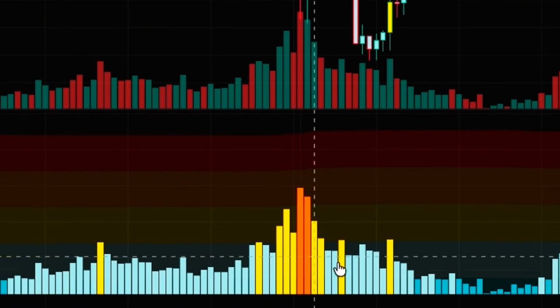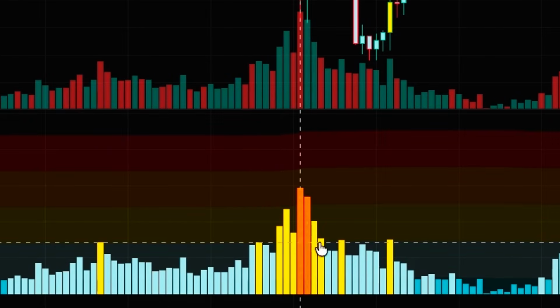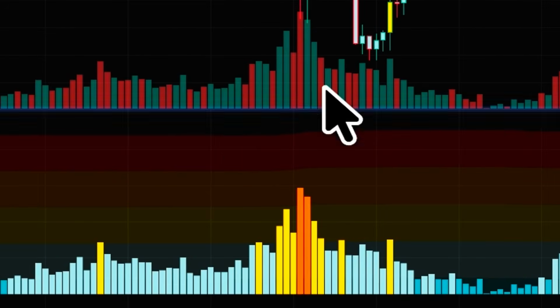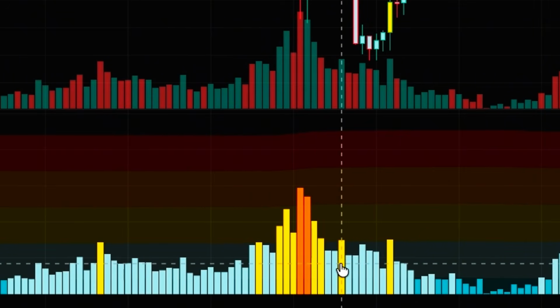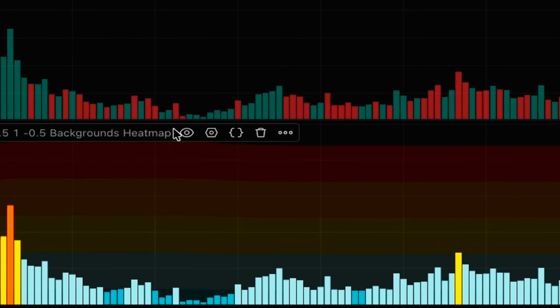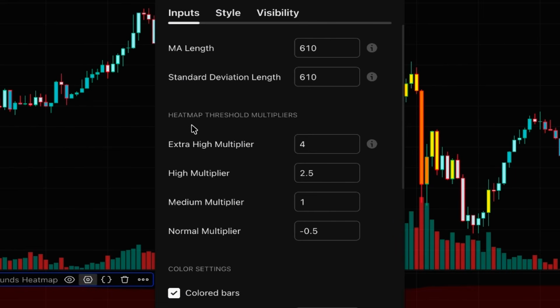But in this new volume indicator that is added here, which has similar volume bars, each color has a meaning and they are actually showing different degrees of the traded volume in each time period. And this is based on how many standard deviations the volume is far from the average volume. If we go to the settings of the indicator, here in this part, heat map threshold multipliers, you can see that we have 4 different multipliers which are set at 4, 2.5, 1, and -0.5.